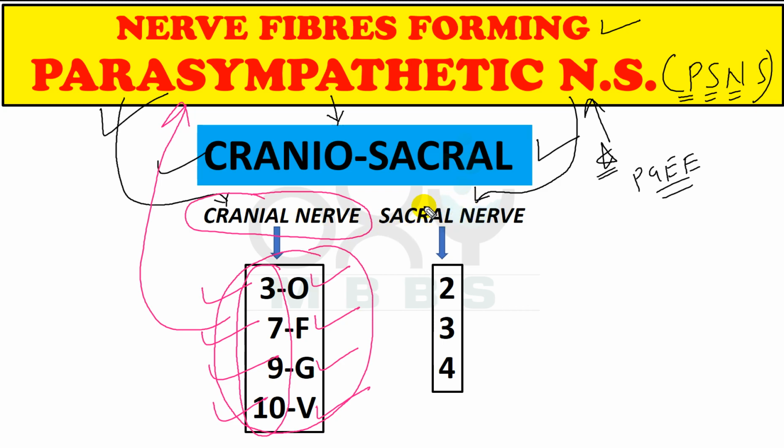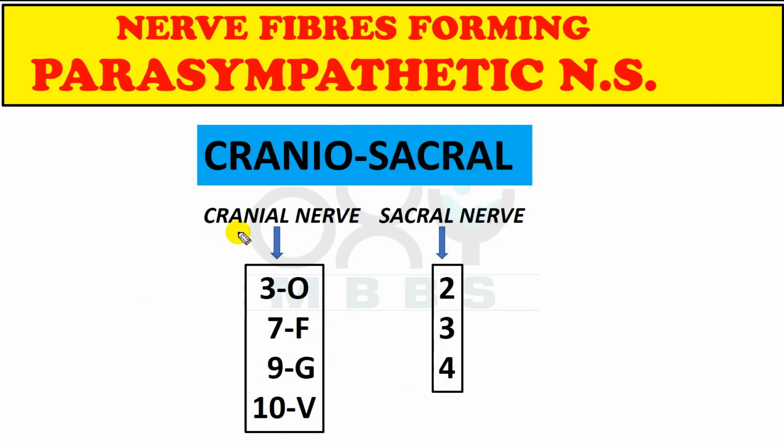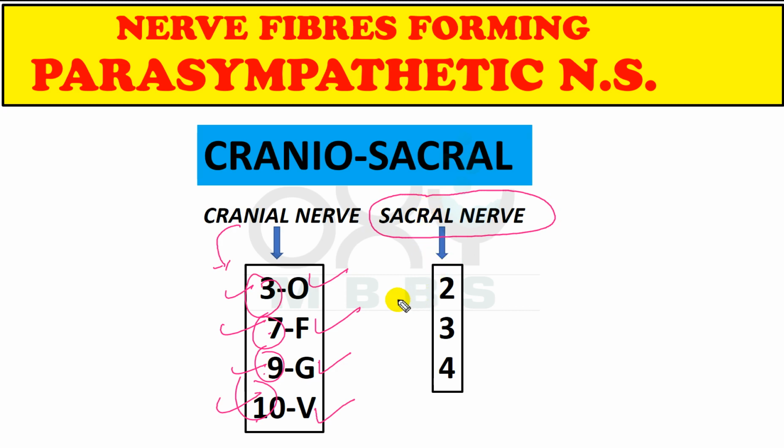Now which are the sacral spinal nerves which form our parasympathetic nervous system? These are S2, S3 and S4. So again my dear friends, the cranial nerves are 3, 7, 9, 10. One is oculomotor, second is facial nerve, ninth is glossopharyngeal and the 10th, as you all know, is the vagus nerve. And the sacral nerves include S2, S3 and S4.